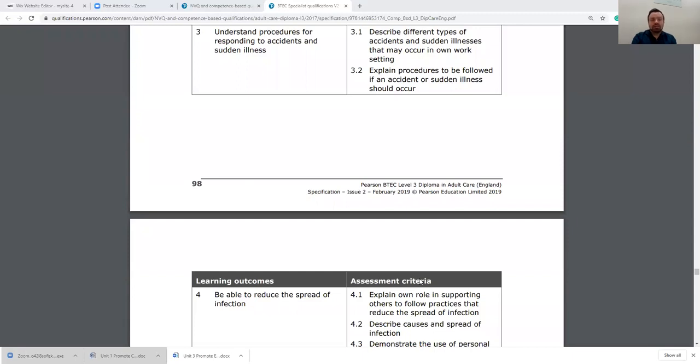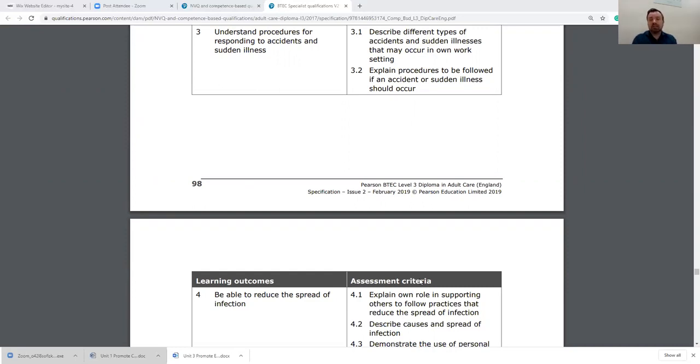Number 3, understanding procedures and responding to accidents or sudden illnesses. So here, we need to know the differences between an accident and an illness. So an accident is when an unknown factor happens and there is a potential to cause harm to yourself. So it was unplanned, it's an unplanned event. Meaning, if I was to trip up and fall over, that was an accident and I may cause an injury to maybe my back or my shoulders.